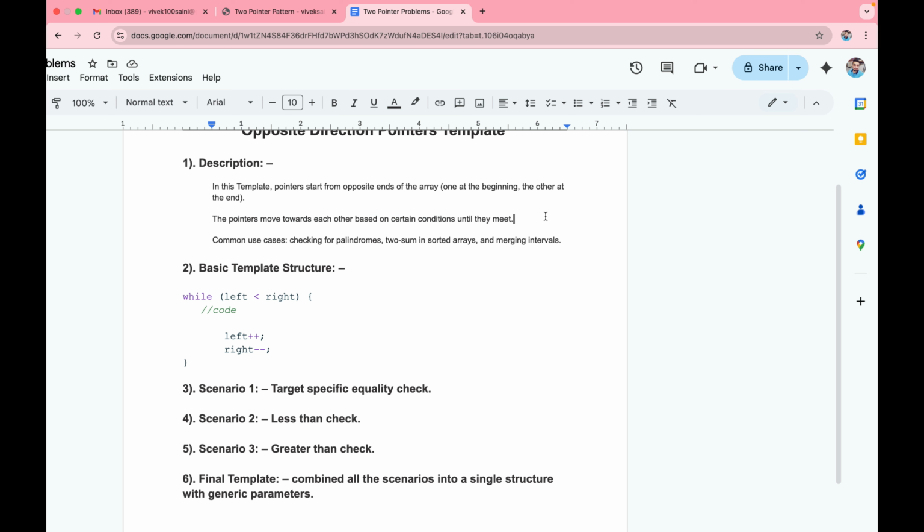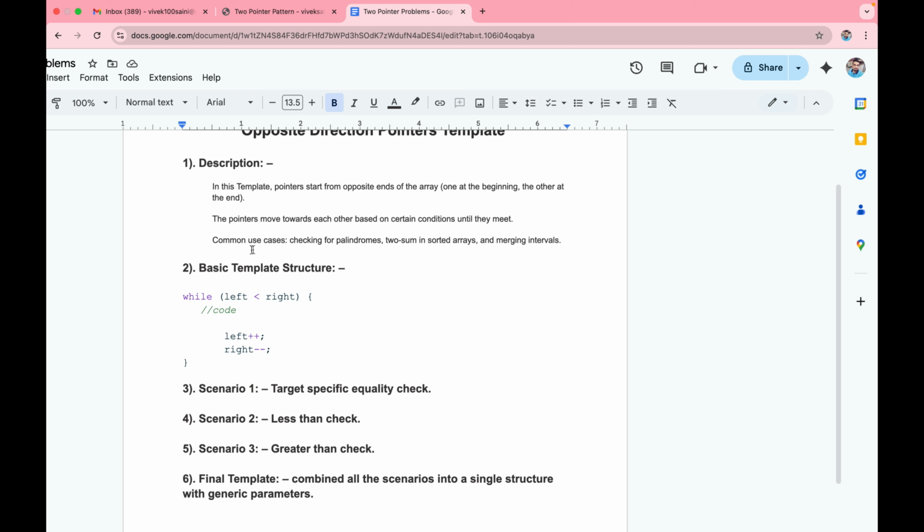So what is happening here? If we have a specific target, we have three scenarios, which we will discuss in detail. This point is saying that we have some condition or criteria, and we need to meet that. In that case, our pointers will move towards each other. But which pointer will move and which pointer will freeze, we will understand in detail when we discuss this.